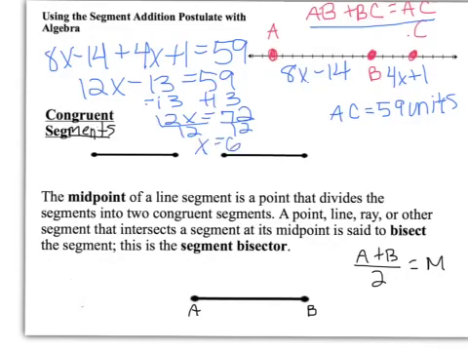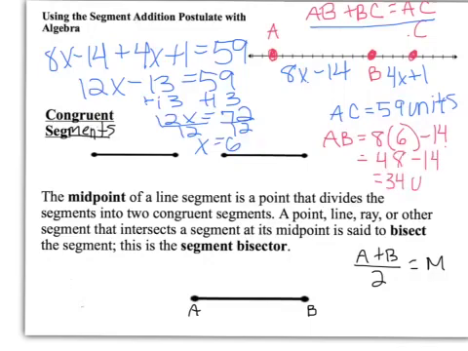But that's not our final answer, because the question I asked was, what is the length of each segment? Well, if x equals 6, by plugging 6 into this expression, we can figure out what the length of AB equals. So, since AB equals 8 times the number 6 minus 14, we can see that 48 minus 14 is going to give you 34 units.